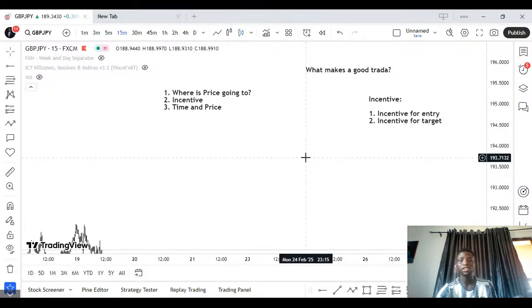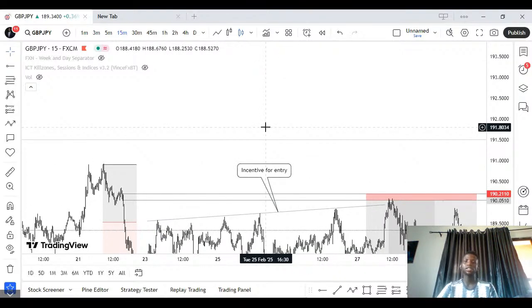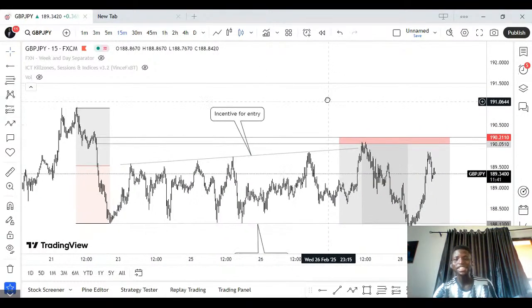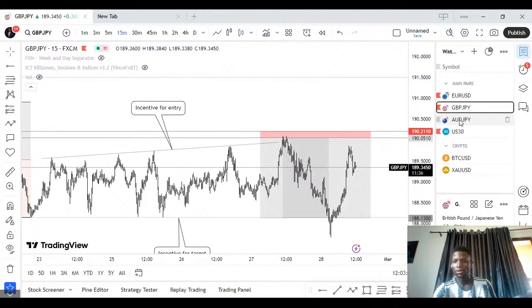Now, time and price is a very big thing. There was a time in my trading journey that I discovered that I usually win my trades on Friday. So I started looking into why. I discovered that it is a basic principle of time and price. Let me find something I can use to explain.